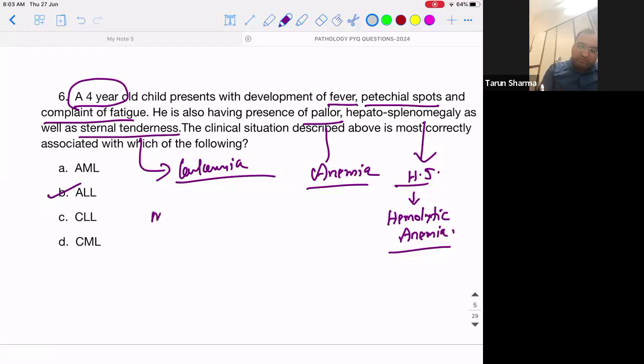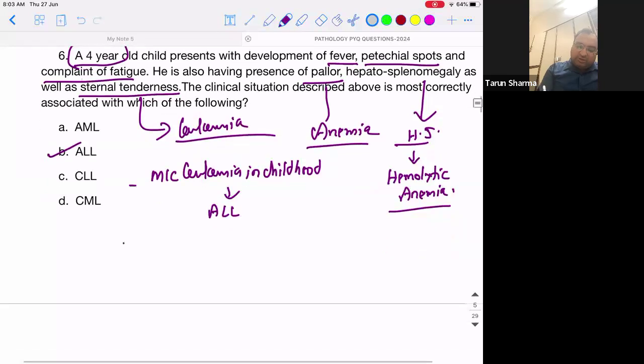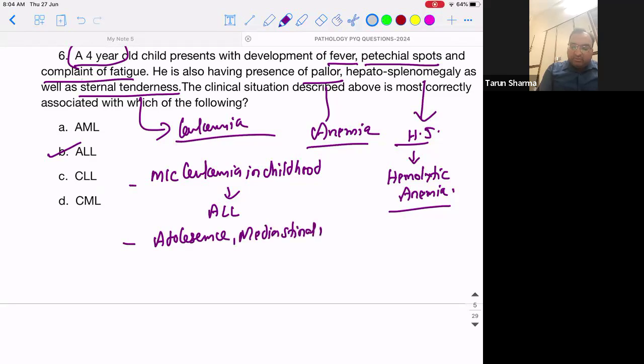So this thing you have to remember. Most common leukemia in childhood is ALL. Even if they ask you that the adolescent age group is there and a mediastinal mass is there, then which leukemia is it? Then that is T cell ALL, particularly common in that adolescent age group.